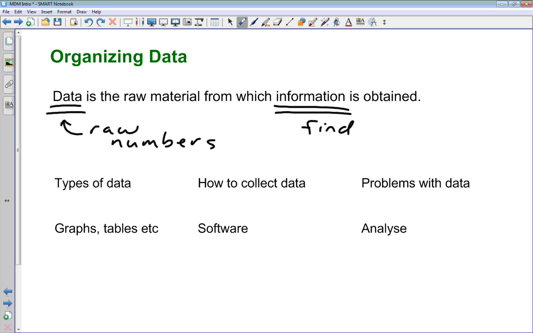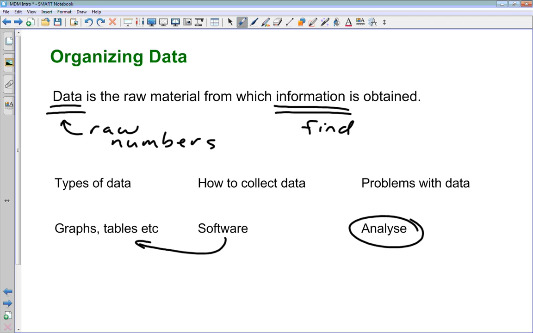So what sorts of things are we going to talk about when we're talking about organizing data? We're going to talk about the different types of data we can collect, how we can actually collect it, and what some possible problems are with the data that we collect that will make it difficult for us to get the information that we want from it. We're going to look at how we can organize this data in terms of graphs, tables, et cetera, and what software we can use to facilitate that. And we're going to start doing some analysis of it. Analysis is really the way that we get this information out of our raw data.